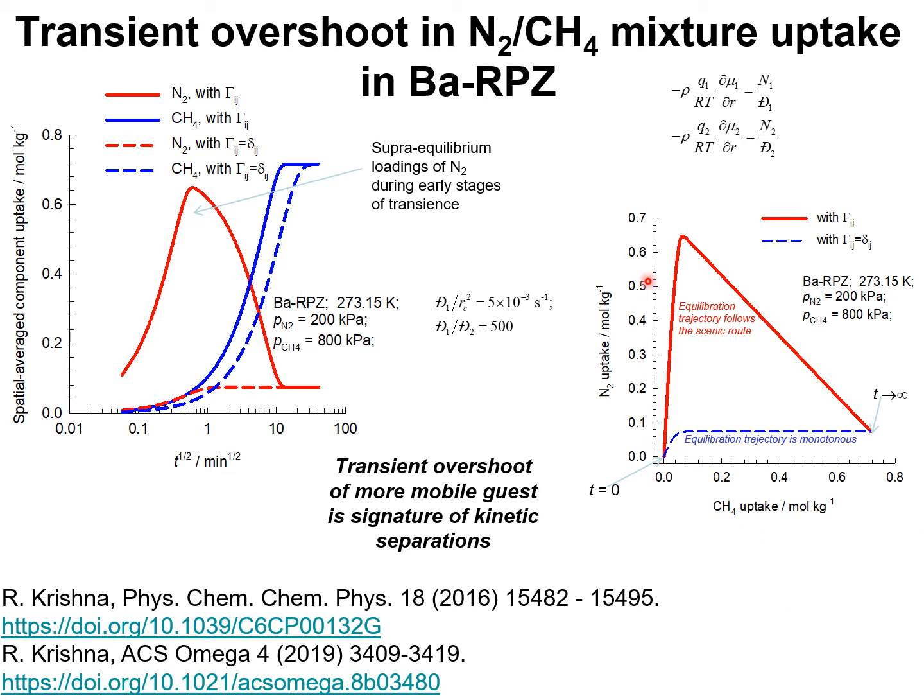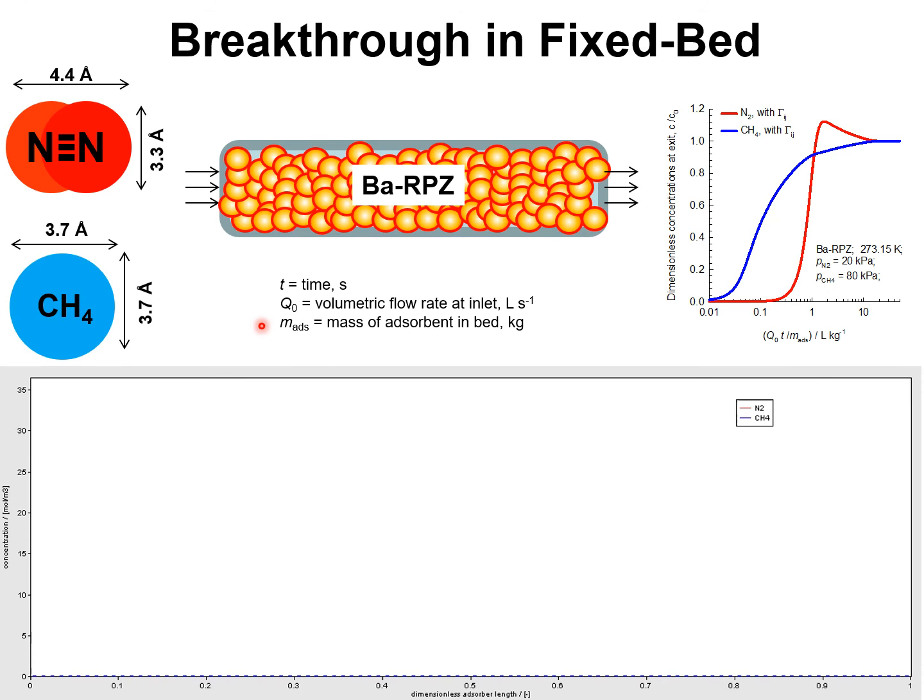This is a signature of kinetic separations. Following the scenic route is a consequence of the transient overshoots. So overshoots and scenic routes are signatures of all kinetic separations. And these signify the occurrence of uphill transport of nitrogen, because we attain supra-equilibrium loadings during the early stages of the transient equilibration process.